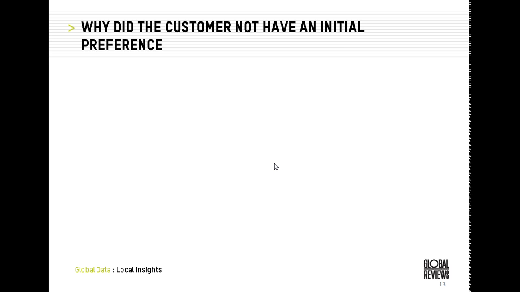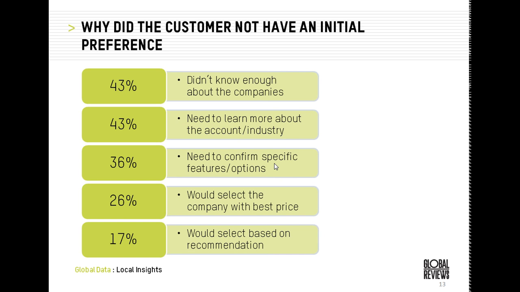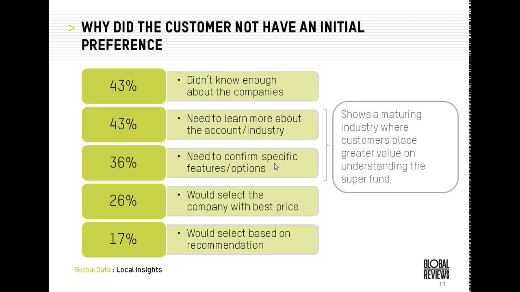So for those 55% who did not have an initial preference, why do we think that is? Well, mostly they tell us that they don't know enough about the companies. They're familiar with the brand name, but they don't know enough to actually make a decision. They need to learn more about the industry or the accounts, or, at 36%, they need to confirm the specific features and options that are available to them. Now we've seen over the last 18 months probably that the industry is maturing, and prospective customers are placing a greater value in understanding the super fund, what's in it for them, what the different features are, what the accounts are, what the fees are, and these percentages really just confirm that there is a greater interest in that.